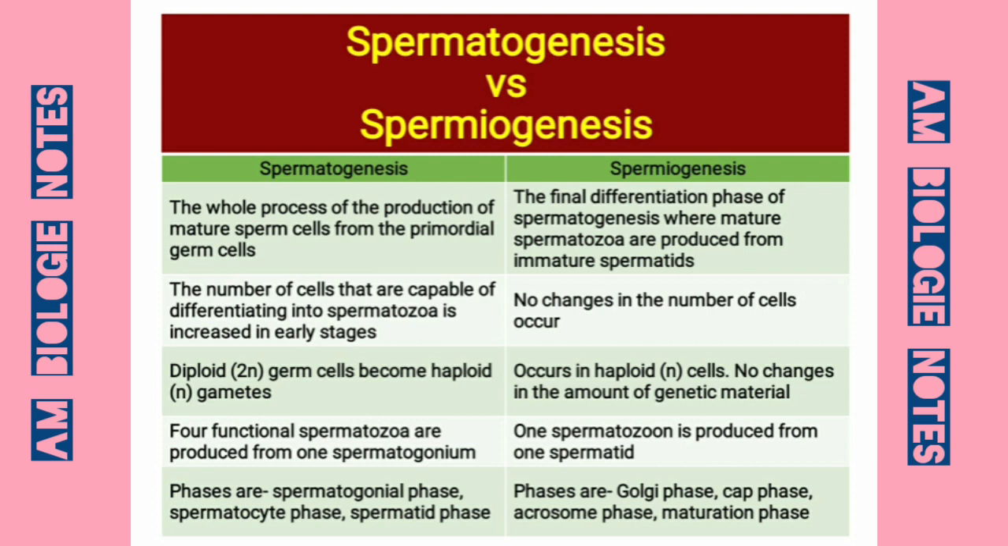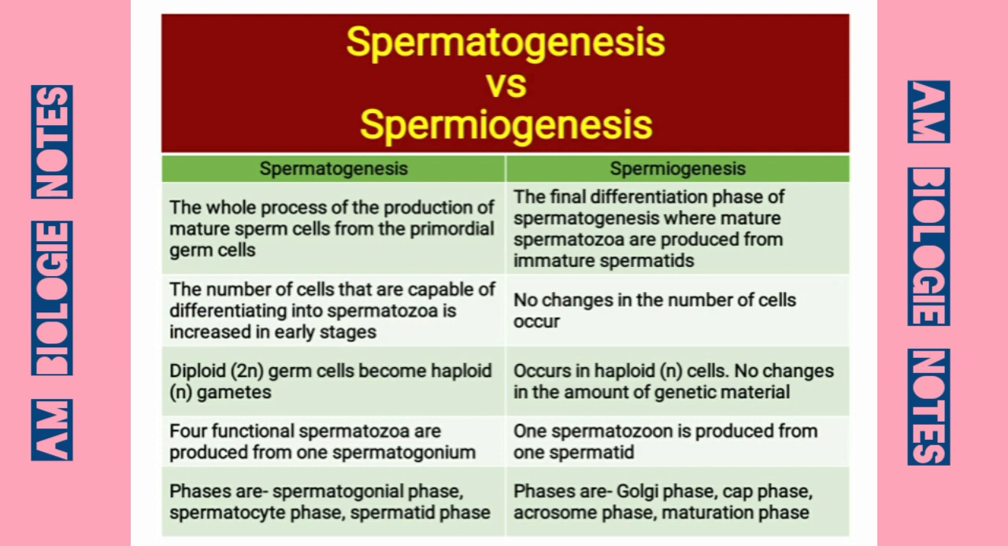From the last video on spermatogenesis and today's video on spermiogenesis, I hope you can understand the basic differences between the two processes. I have tabulated some important differences between them for your better understanding. Spermatogenesis is the whole process of the production of mature sperms from the primordial germ cells. Spermiogenesis is the final differentiation phase of spermatogenesis, where mature spermatozoa are produced from immature spermatids.